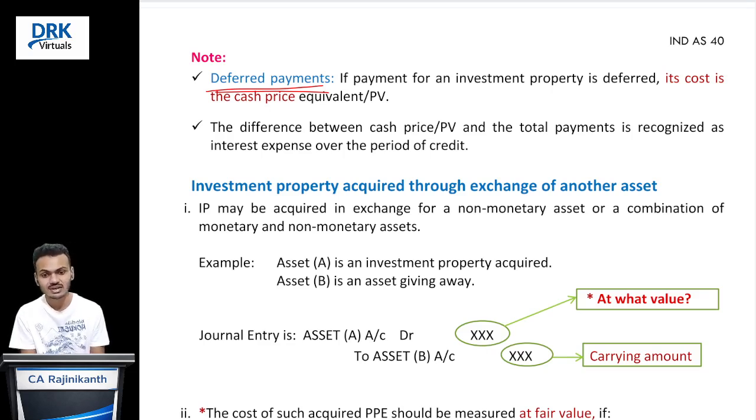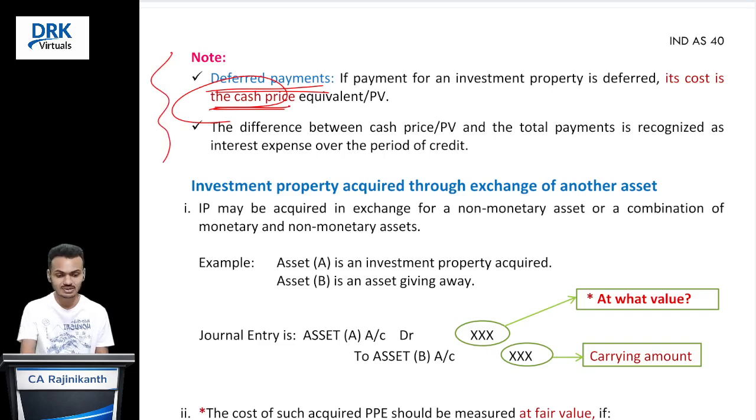Then at what amount should we recognize that investment property? The standard is saying to recognize at cash price. Cash price means, if we acquire that investment property on a cash basis, how much we are required to pay on the date of acquisition. So that is the cash price. If the cash price is not available, calculate the present value of the future payment. In our example, calculate the present value of the amount that we are going to pay at the end of the second year. So that is the amount at which we can recognize it initially.